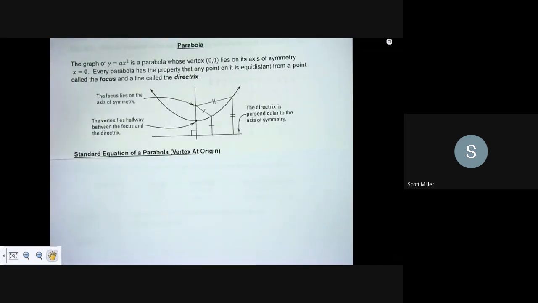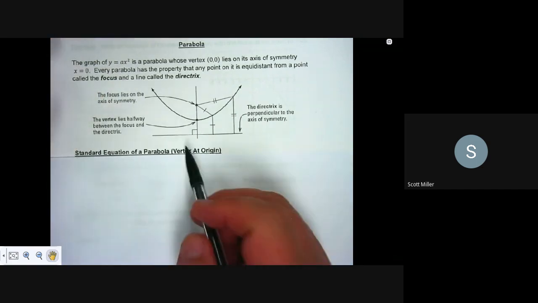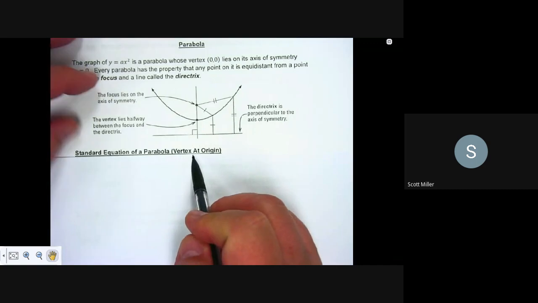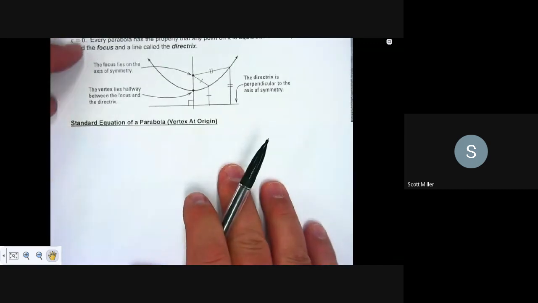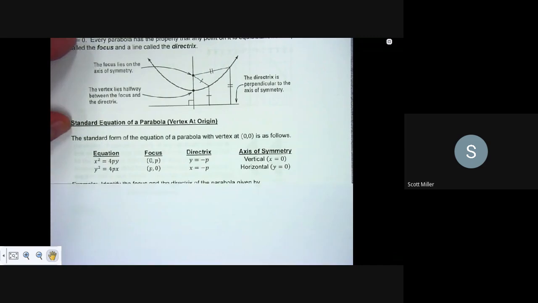write a standard equation of a parabola with the vertex at the origin. This is the simplest one. We're going to actually move it along in later units where we're going to move the vertex to a different location other than the origin. But for now, we're going to focus on the origin to see how this stuff happens. So here's what we have.